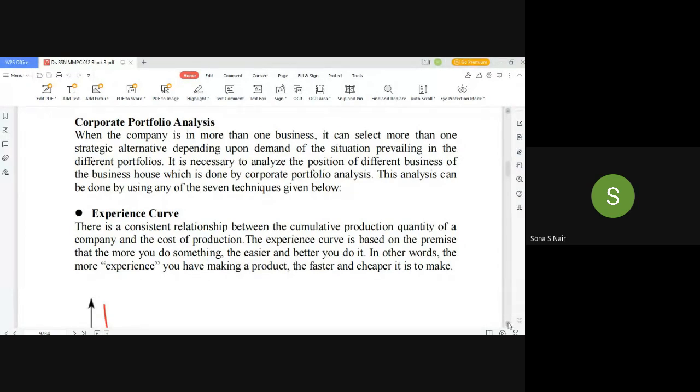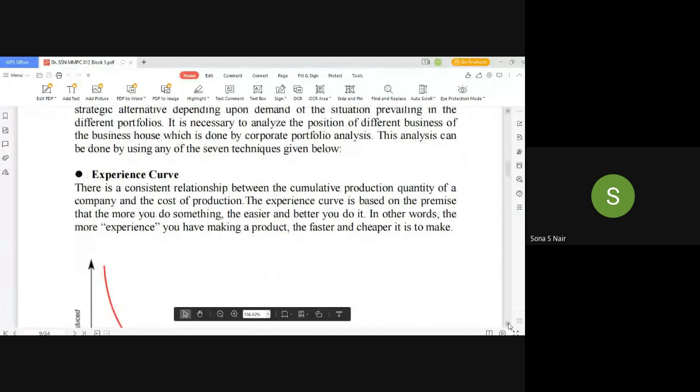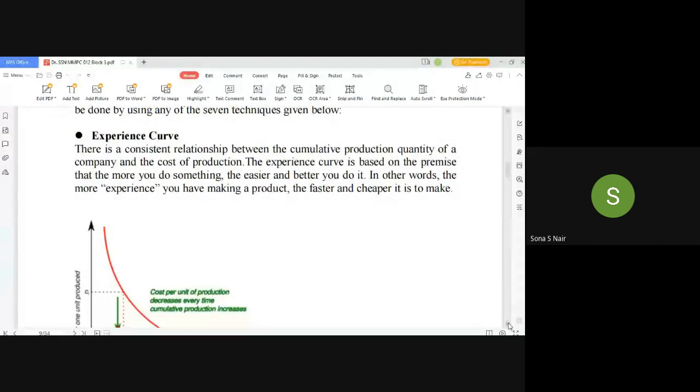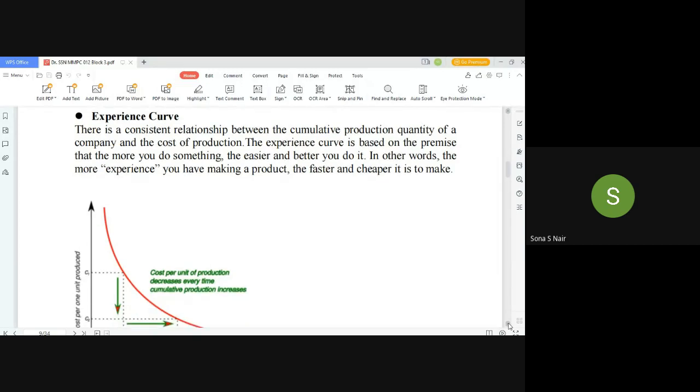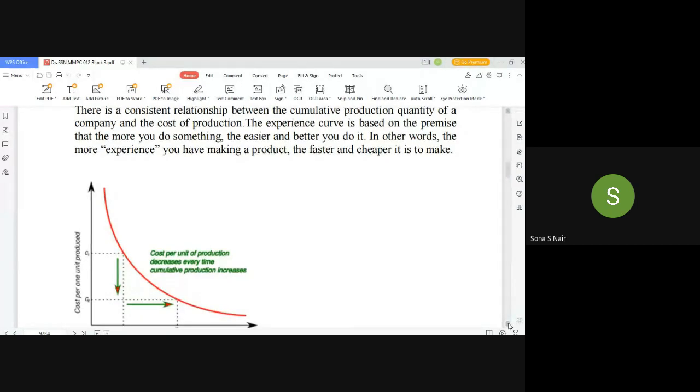So one tool, which is the experience curve, is the first tool that we are going to look at. The concept of experience curve says that there is a consistent relationship between cumulative production quantity of a company and the cost of production. That means, according to this premise, the more production there is, the lesser cost is going to be there, right?